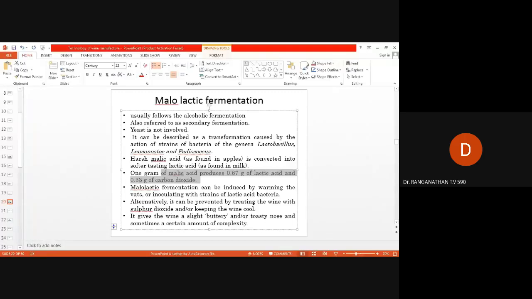Okay. Malolactic fermentation can be induced by warming the vats or inoculating with strains of lactic acid bacteria, or it can be prevented by treating the wine with sulfur dioxide. There are two options. The basic advantage of malolactic fermentation is cutting down on the acidity. But if I want to continue it, I get a buttery note and a very mild note. So that is the other thing, if lactic acid fermentation is continued.